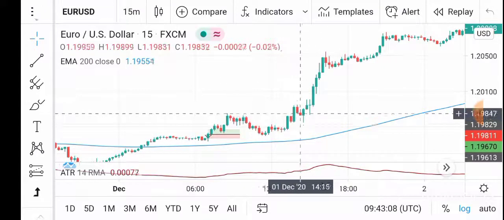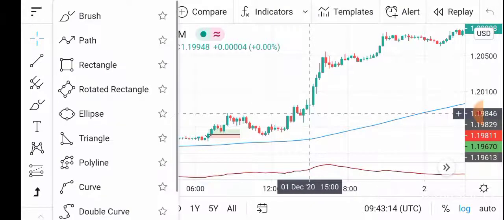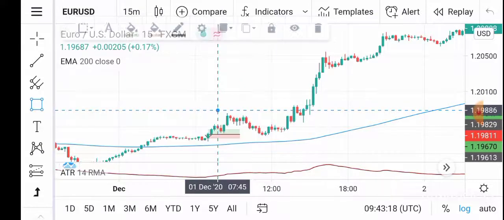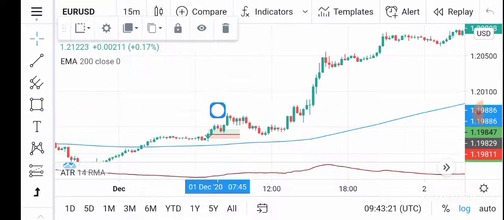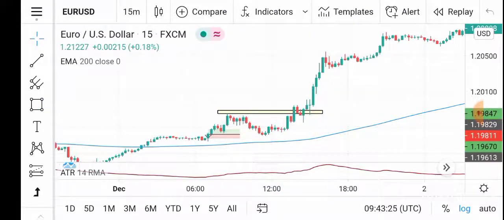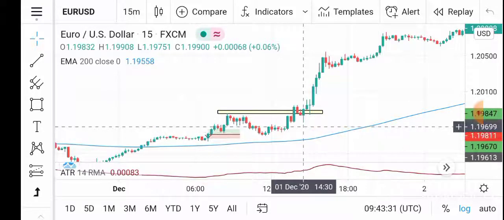But look at this retest. This is an engulfing candlestick. For those that don't know what I mean by break and retest, let me draw it out for you. You pick your rectangle tool. So this is it, a break and retest. Now you want to see the ATR value of this engulfing candlestick, which is 83.